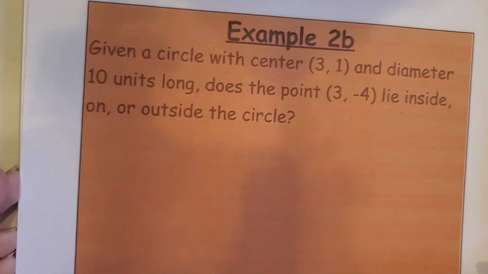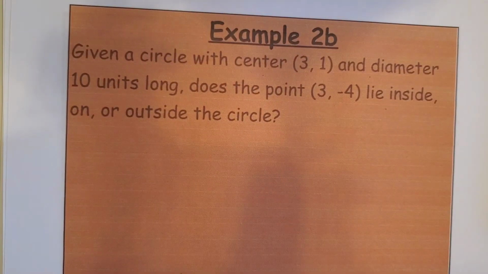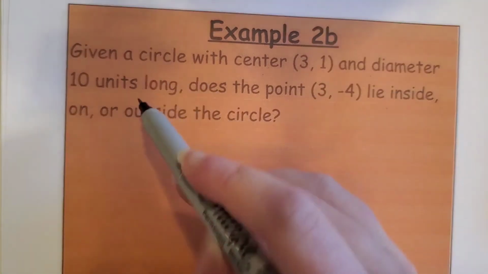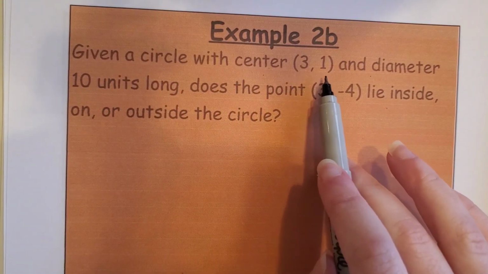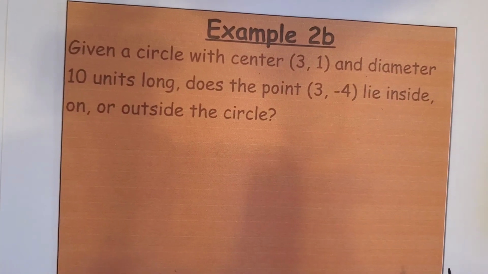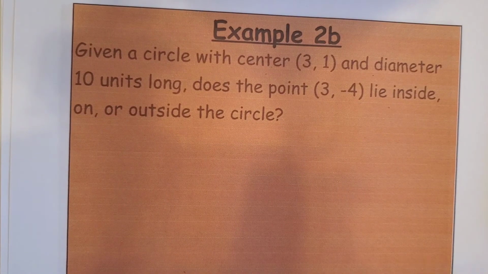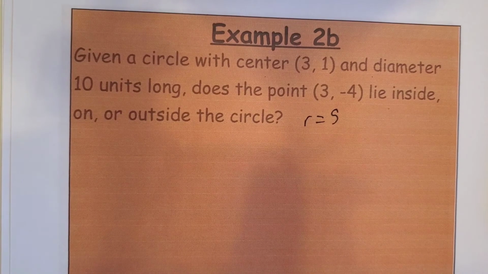I believe this is the last one, and slightly different this time. We have a center, but we don't have a radius. We don't have an equation. So maybe we could actually try to write an equation given this information about the circle. Given a circle with center (3, 1), okay, that's a good start, and a diameter 10 units long. Well, how does the radius compare to the diameter? It's half of it. So if the diameter is 10, your radius is going to be 5. And that's enough to plug into standard form so we can actually write the equation of the circle.